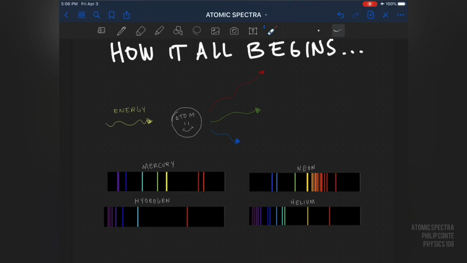Pretty cool, huh? Some of the things you saw during the intro of the video were atomic spectra of certain elements. This is what we will be learning more about today. That was a very quick overview, but to get a better understanding, let's dive into some history.